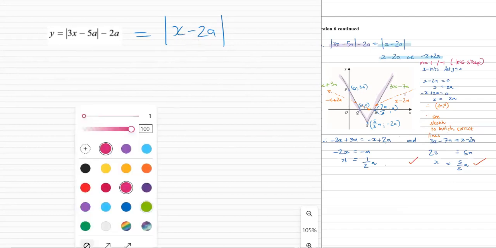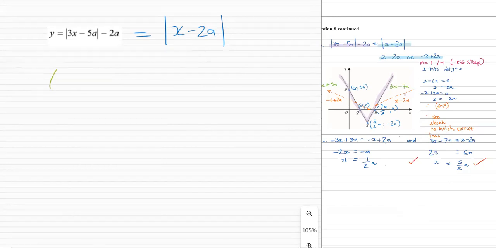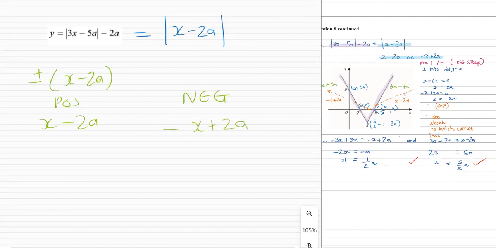If I were to unpack this new modulus, it's going to be x minus 2a, plus or minus. So we have a positive and a negative again. If we do the positive gradient first, it'll be x minus 2a. So that's the positive gradient. And if we do the negative gradient, that will be minus x plus 2a. So these are our new lines written on the graph.